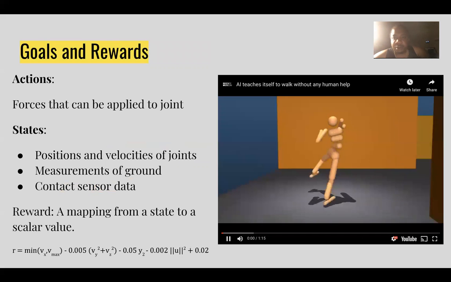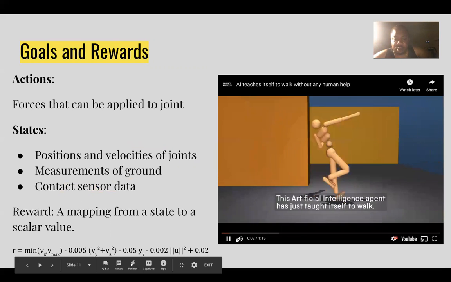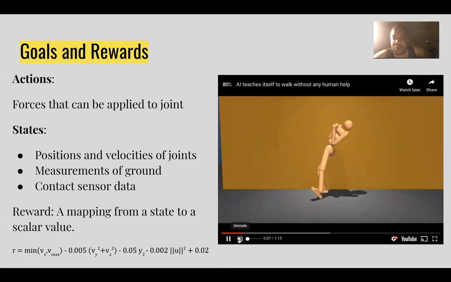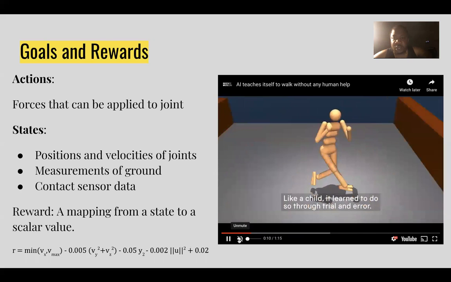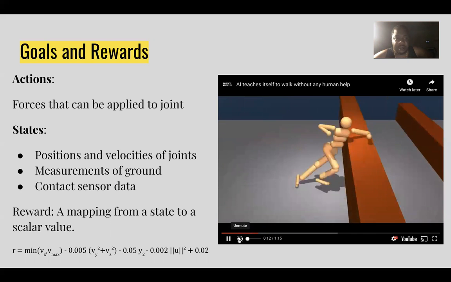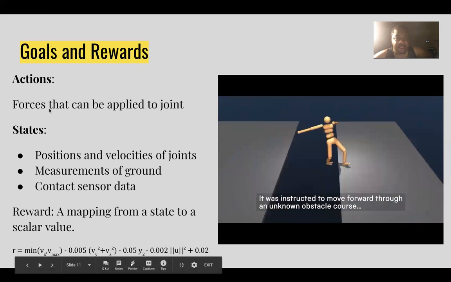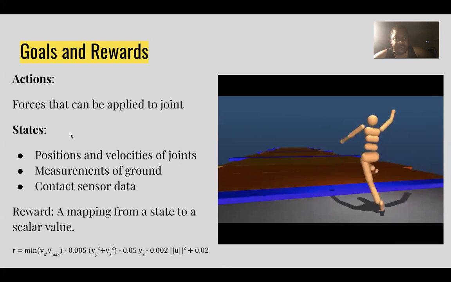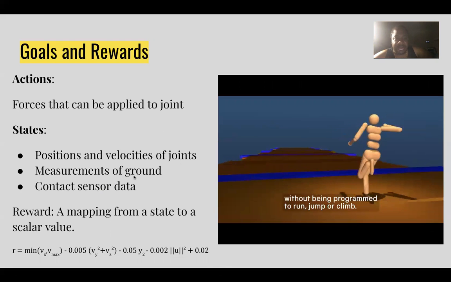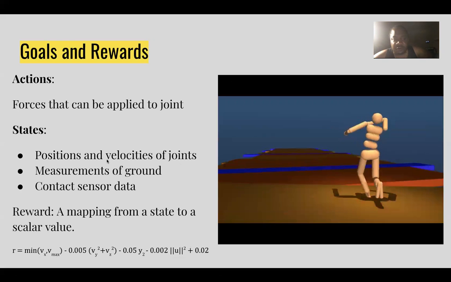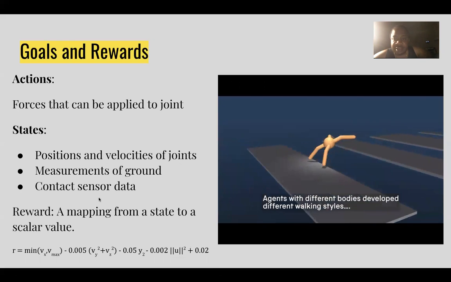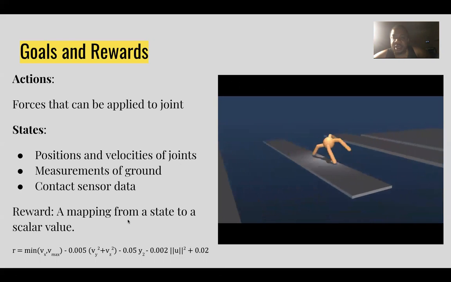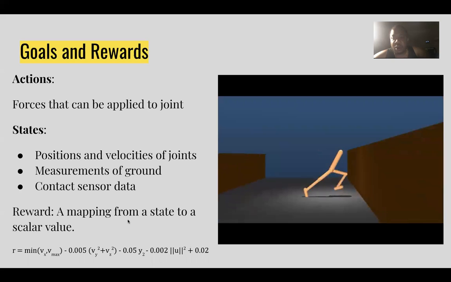Here's an example that Google did, where they were trying to teach a robot to navigate different environments. As you can see, the action is the force applied to the robot's joints. The states will be the position and velocity of the joints, measurements of the ground, and contact sensor data. The reward here is just a mapping from a state to a scalar value. That's all a reward is.